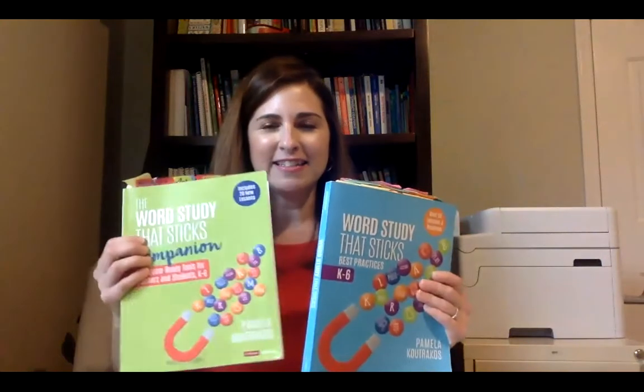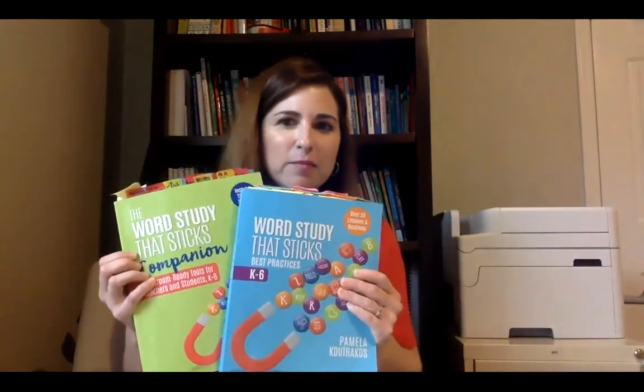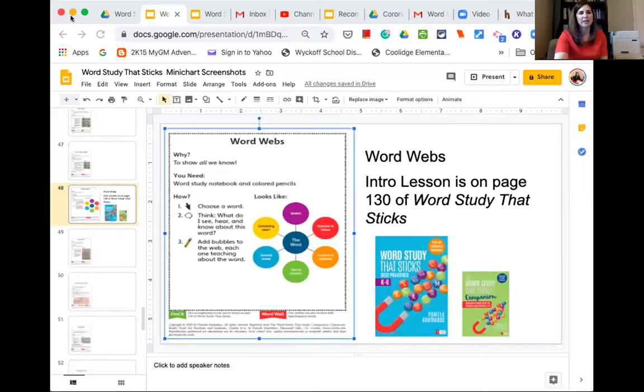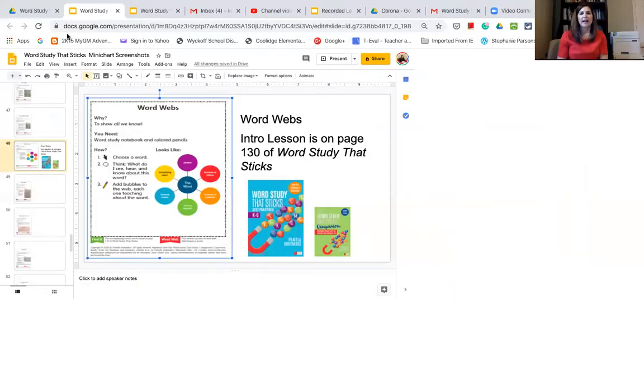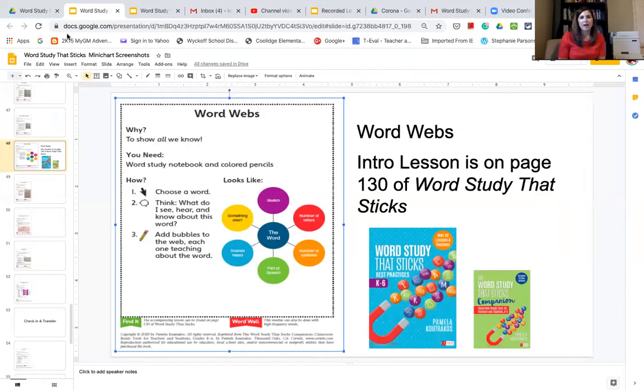So today when we do this routine called Word Webs, the original routine can be found in Word Study That Sticks. The student's mini chart can be found in the Word Study That Sticks companion. And I'm going to go ahead and very quickly just show you a couple of examples before we try it together.